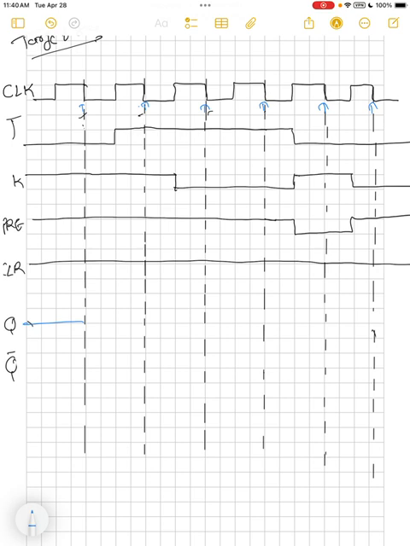At the first falling edge, J is 0, K is 1. This corresponds to the reset condition, so Q changes from 1 to 0. At the second falling edge, J is 1, K is 1. This is the toggle condition, so Q changes to the opposite of its previous value. Since Q was 0, it becomes 1.